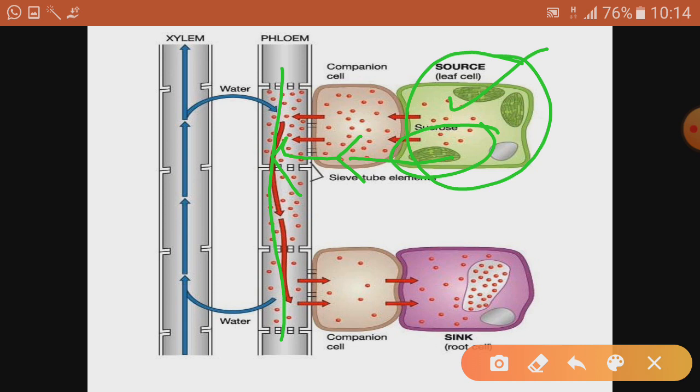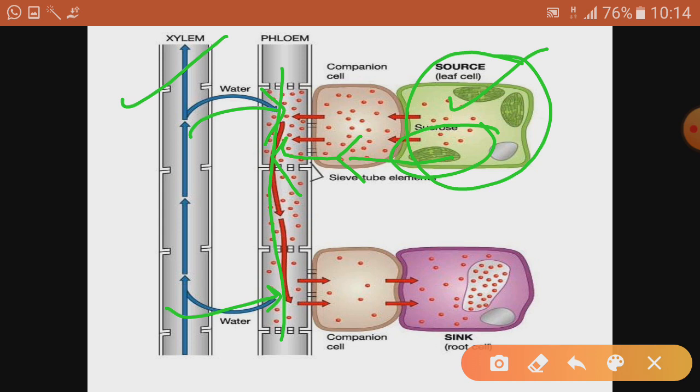And what is the role of xylem here nearby the phloem? Xylem also gives laterally, sideways, some water so that the food may be converted into aqueous form, liquid form, and its movement becomes easy. So xylem also helps phloem by giving the water laterally, means sideways.